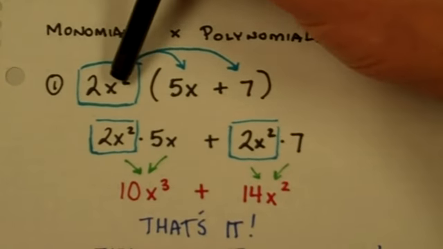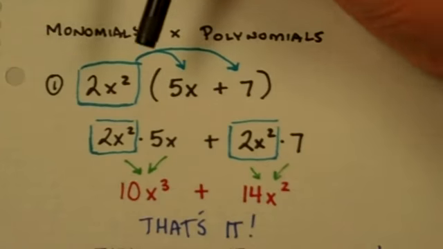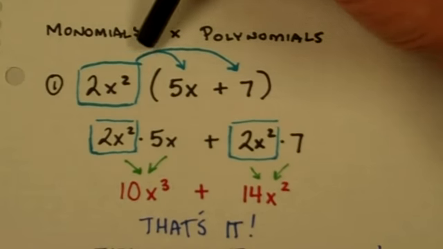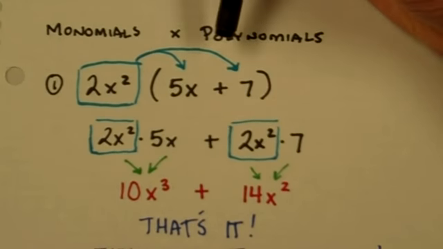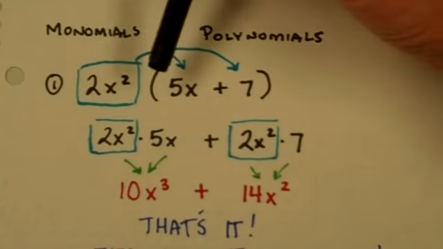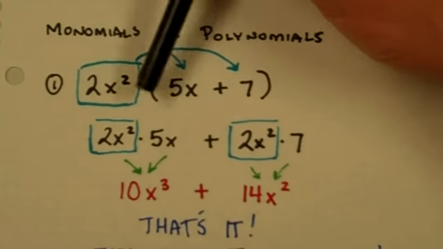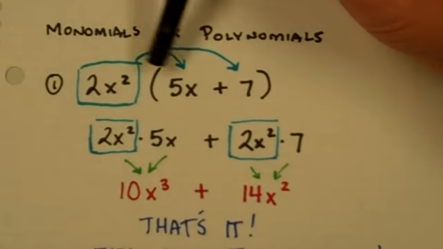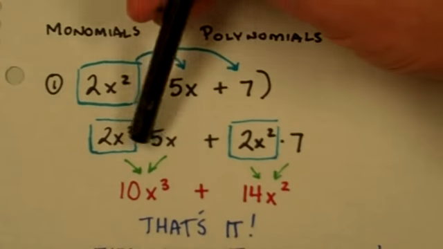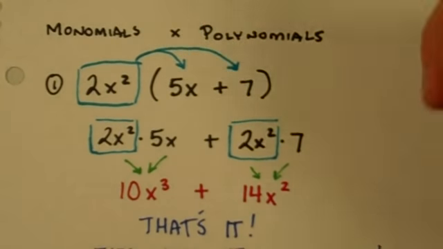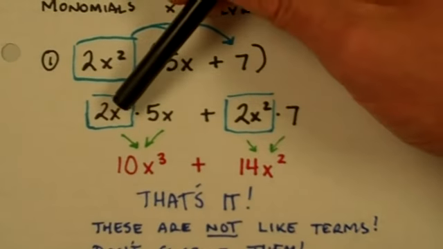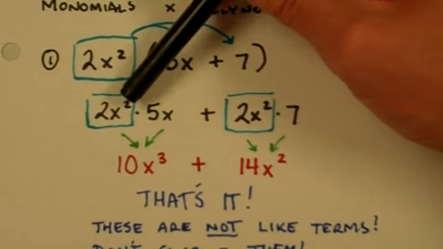If we have 2x squared times 5x plus 7, what we're just doing is distributing 2x squared to both of those terms in the parentheses. It's just distributing, just with some variables along for the ride. That means we're doing 2x squared times 5x, as seen right here, and 2x squared times 7, as seen right here. When we multiply them, we just have to make sure we notice our exponent rules.